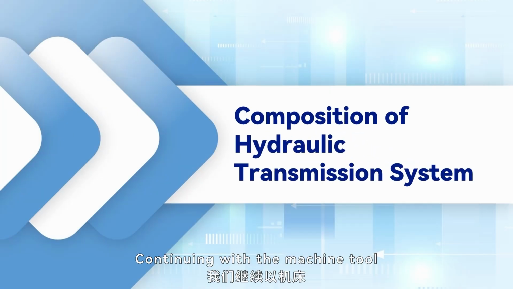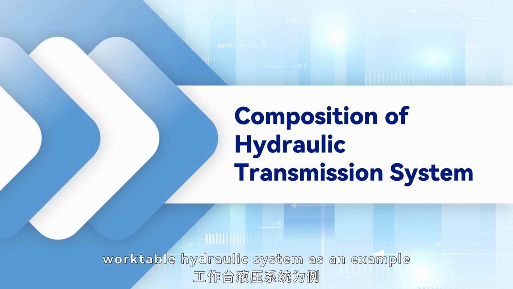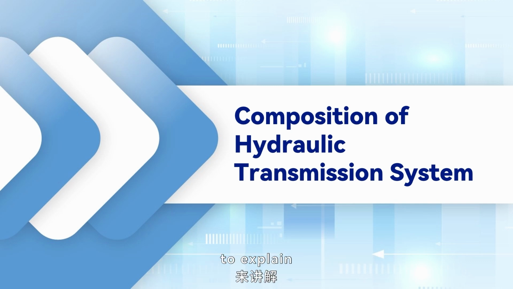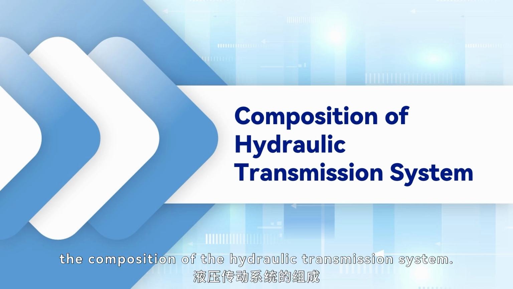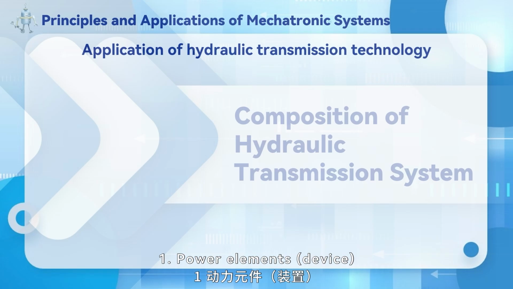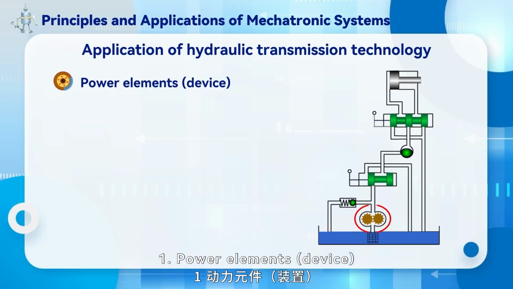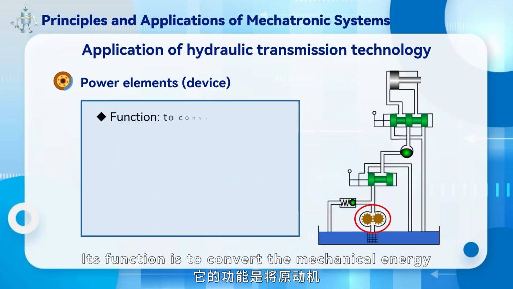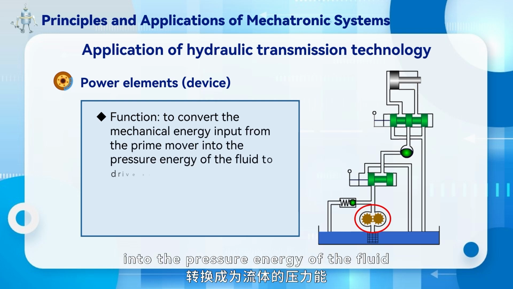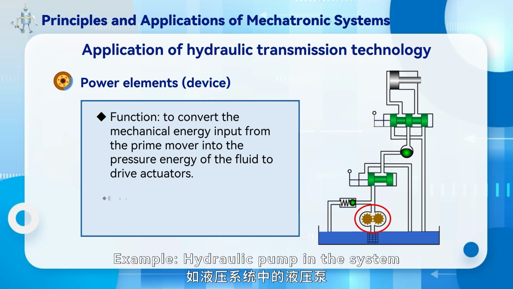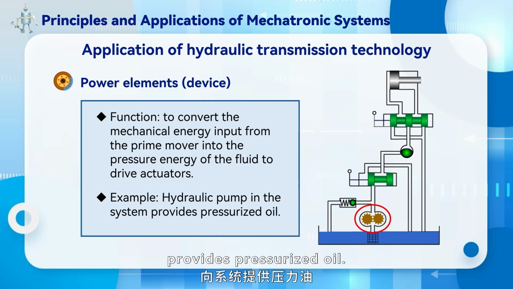Continuing with the machine tool work table hydraulic system as an example to explain the composition of the hydraulic transmission system. 1. Power elements device. Its function is to convert the mechanical energy input from the prime mover into the pressure energy of the fluid to drive actuators. Example: hydraulic pump in the system provides pressurized oil.